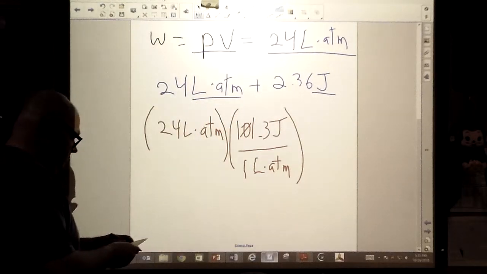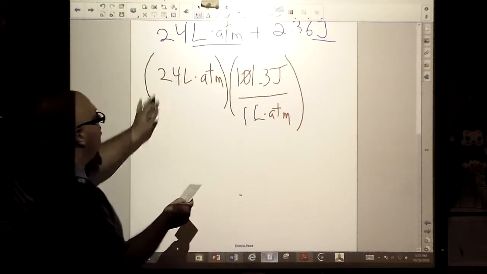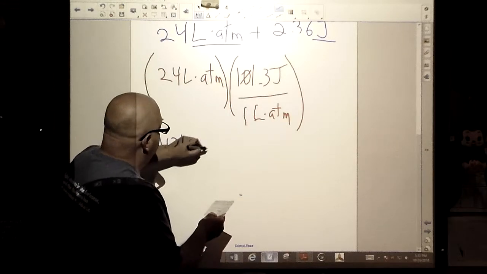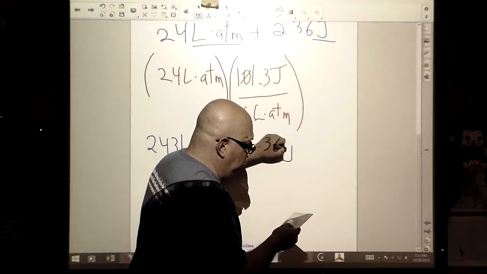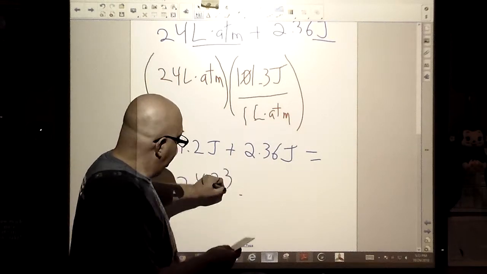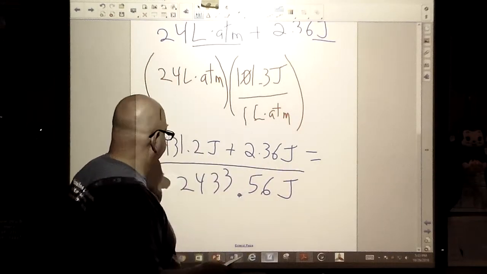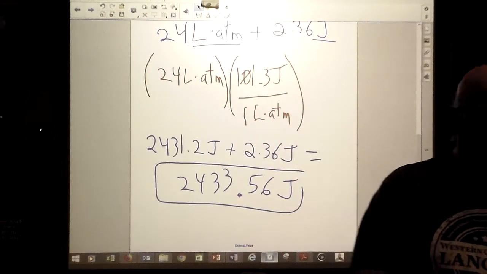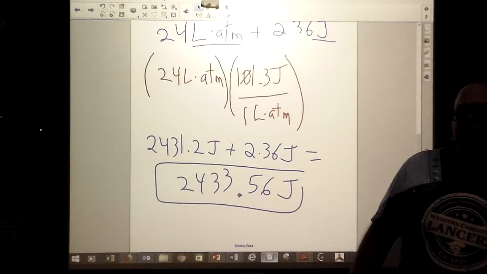All right, so we're going to multiply this out, and we got 2431.2 joules plus 2.36 joules, and that's going to equal 2,433.56 joules. And that, ladies and gentlemen, is how we solve that answer.